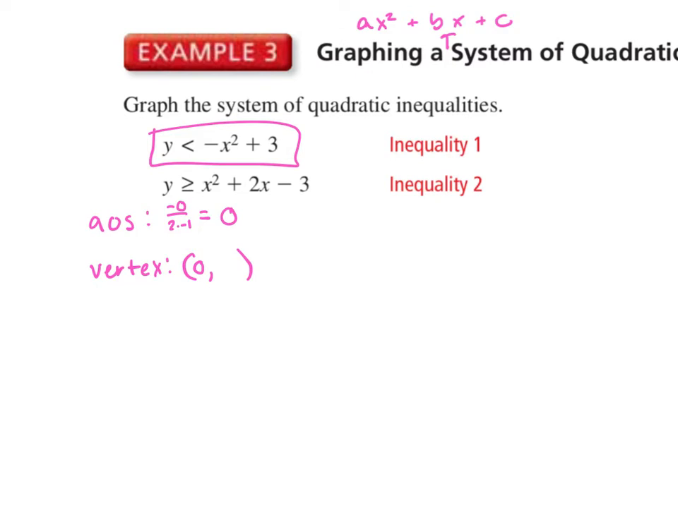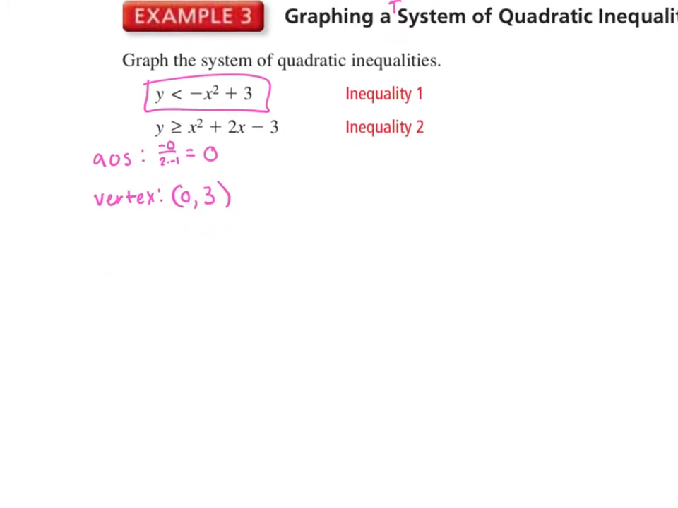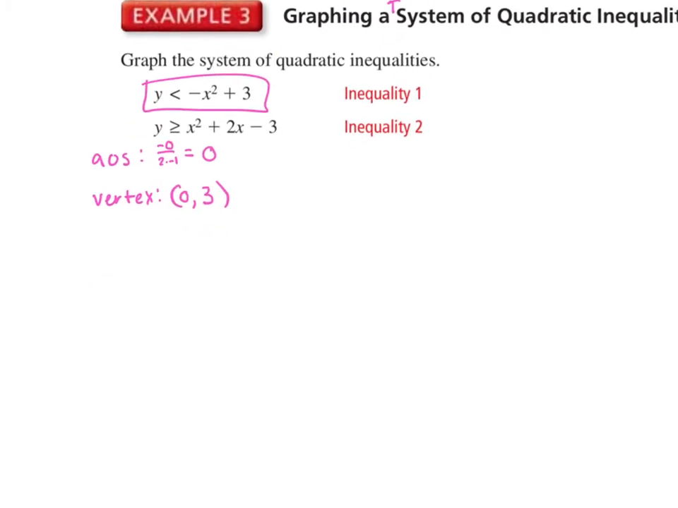Then, how do we find what our y point in our vertex is? Plug it in. So when we plug in 0, what do we get? 3. So let's graph it. We stay on 0 and go up 3. So that's 1 point.